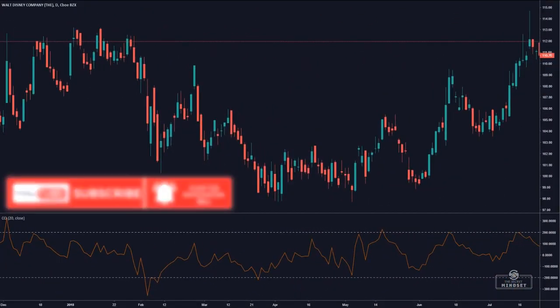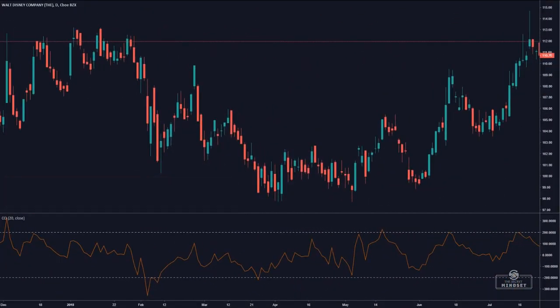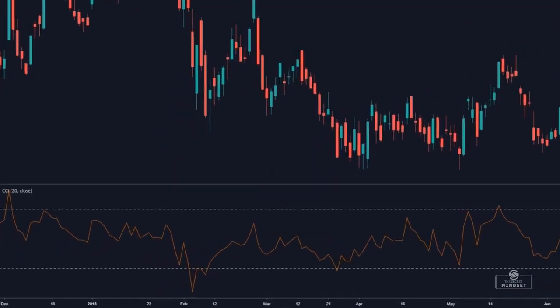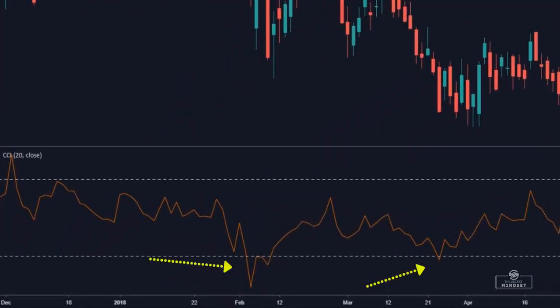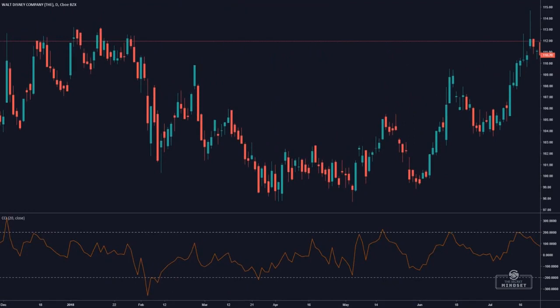The same pattern on Walt Disney stock. The CCI reached oversold levels twice. The CCI indicator formed a divergence, followed by a trend line breakout.